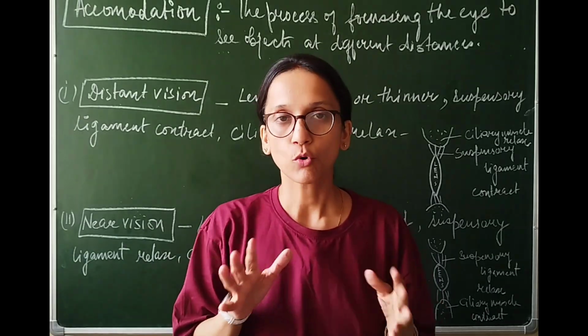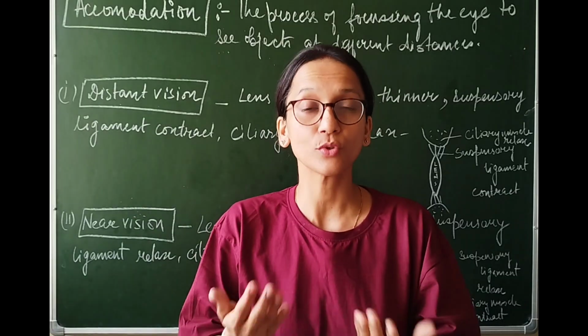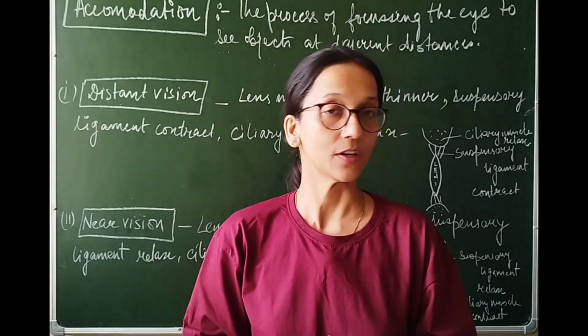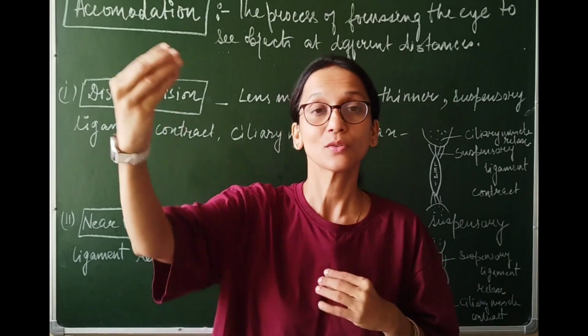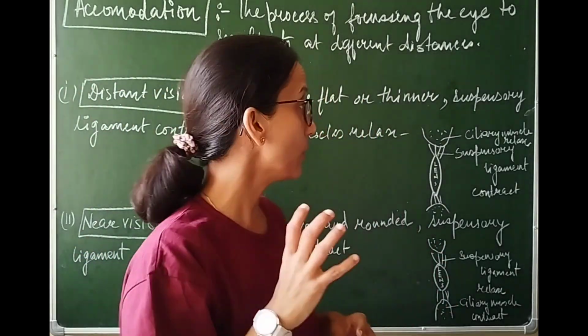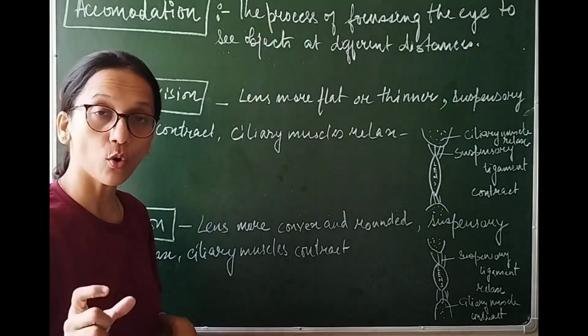Okay, now let us understand what is accommodation. Accommodation means how your eyes are constantly changing and helping you to see objects which are close or sometimes very far. Remember, in a normal condition your eyes are adapted to see things which are far. So what happens in this condition? For distant vision the lens is more flat or thinner.